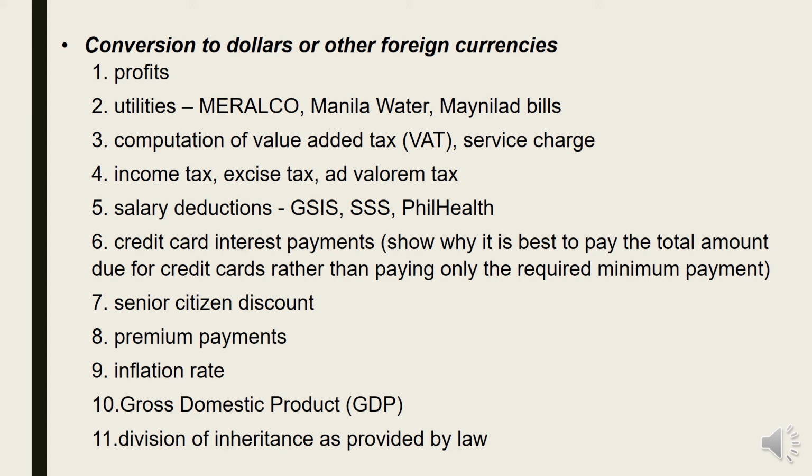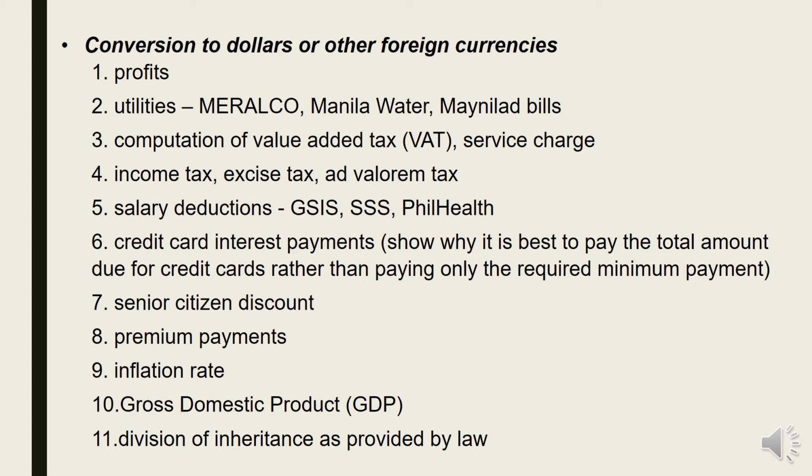First, we have profits. Second, we have utilities such as Meralco, Manila Water, and Manila Bills. Third is computation of value added tax or VAT, and then service charge. Number 4, we have income tax, excise tax, and ad valorem tax. Number 5, we have salary deductions such as GSIS, SSS, and PhilHealth. Number 6, credit card interest payment.